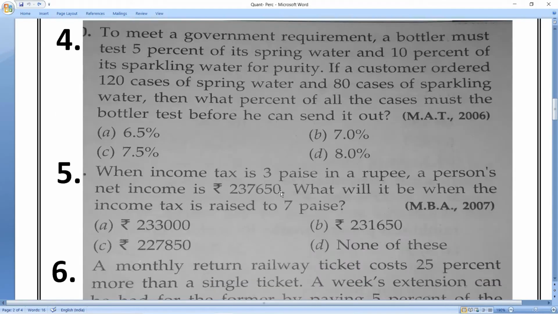Now next question. When income tax is 3 paisa in a rupee, a person's net income is 2,37,650. What will it be when the income tax is raised to 7 paisa? So it says, when the income tax per rupee is 3 paisa, then the person's net income is the total income minus the tax paid, okay, is a certain amount. Then what will it be when the income tax is raised to 7 paisa? So the income tax is now raised to 7 paisa, and what will his net income be?